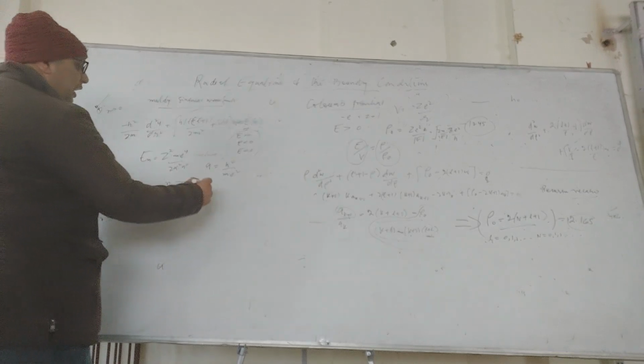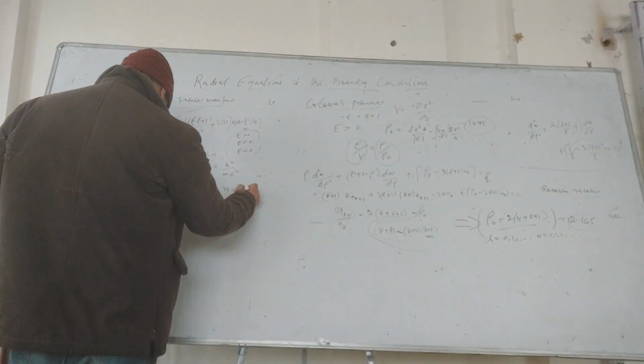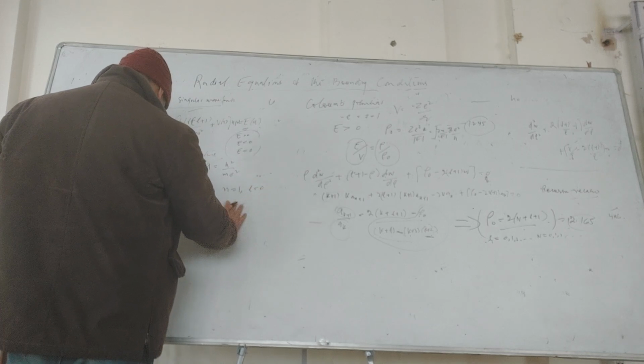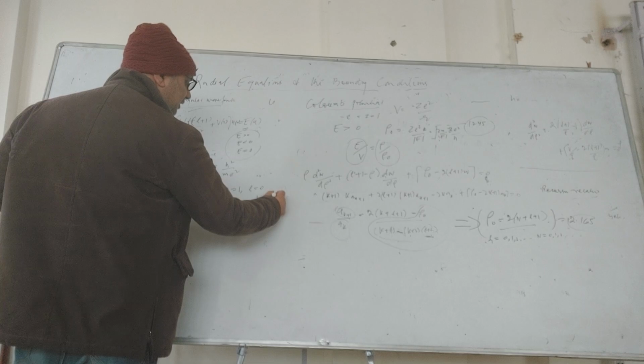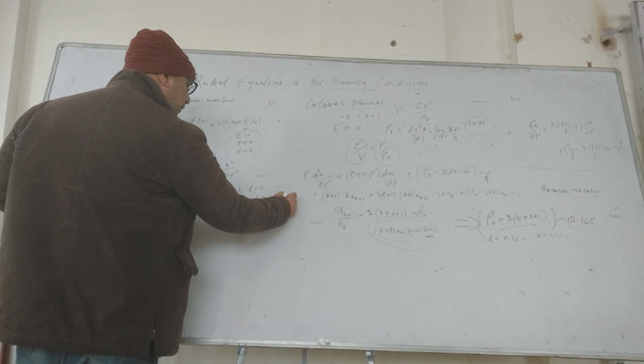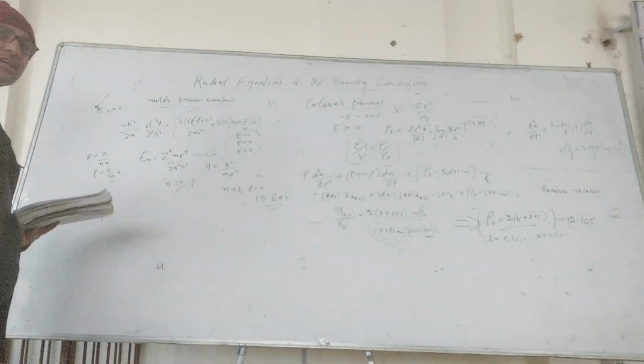Where what is the ground state of the hydrogen atom? N is equal to 1, L is equal to 0. So what is its energy? If you remember, you recall, it comes to 13.6, 13.6 electron volts. Okay?